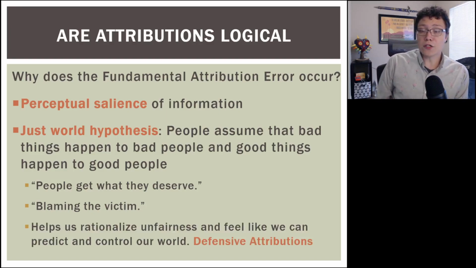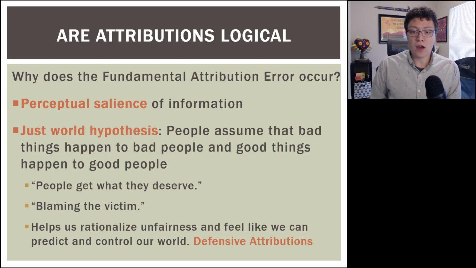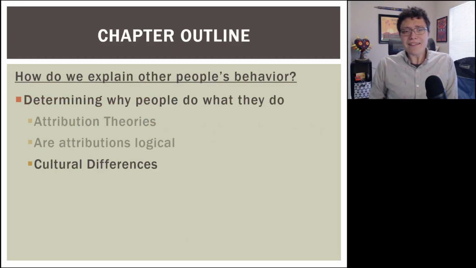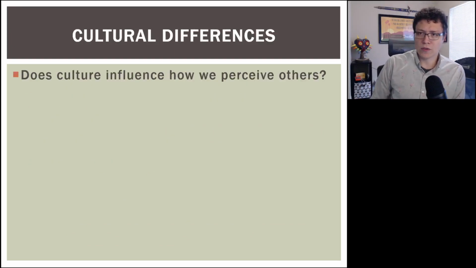Well, this helps us rationalize this because we feel like we can predict and control our world, and we can talk about how these are similar to what we call defensive attributions, right? We want to make the world feel like it makes a little bit more sense to us. And so what we might do is try to explain away these negative things in a way that's better for us. But lastly, I want to spend a couple minutes talking about cultural differences here.